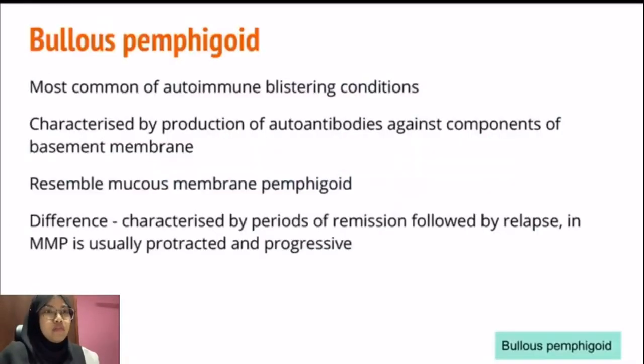Next is bullous pemphigoid. Bullous pemphigoid is the most common autoimmune blistering condition, and it is characterized by the production of autoantibodies against the components of the basement membrane. It resembles mucous membrane pemphigoid, but the difference is that bullous pemphigoid is characterized by periods of remission followed by relapse, while MMP is usually protracted and progressive.